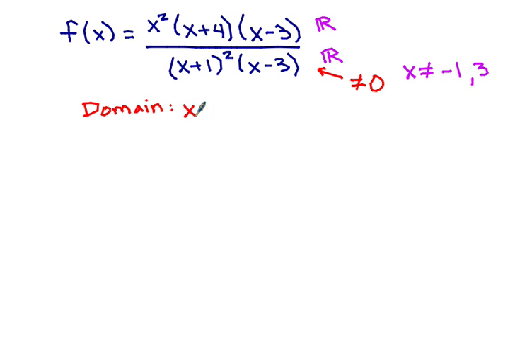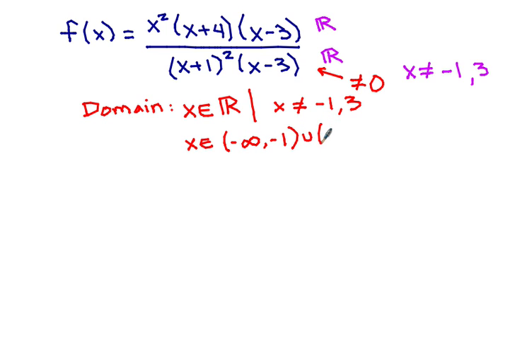So my domain is all real numbers. This is an acceptable way of showing it. All real numbers where, which is that vertical line, x is not equal to -1 or 3. Okay, the other way to do it in interval notation that a lot of us might be familiar with is the x is an interval from -infinity to -1 unioned with that -1 to 3 unioned with 3 to infinity. Okay, so there's two ways to do it.